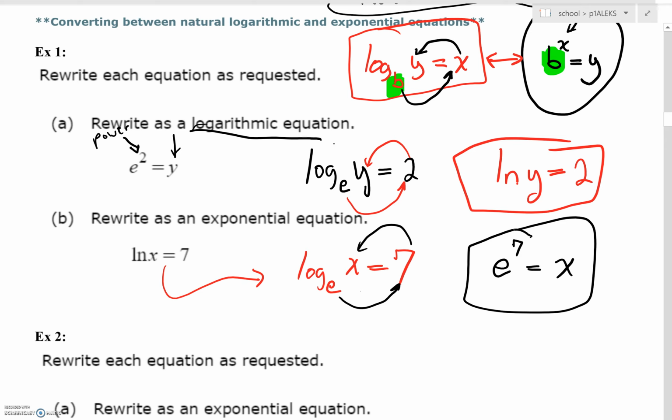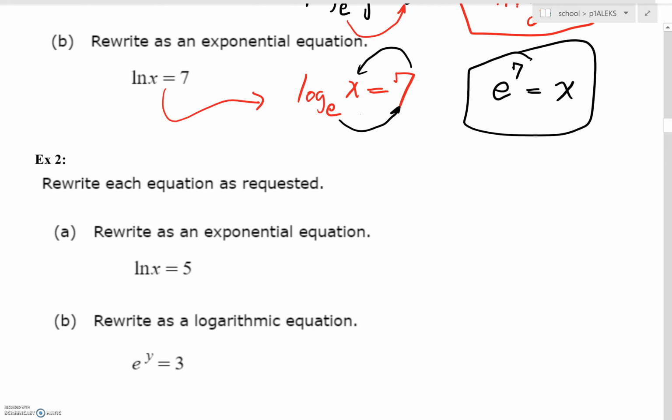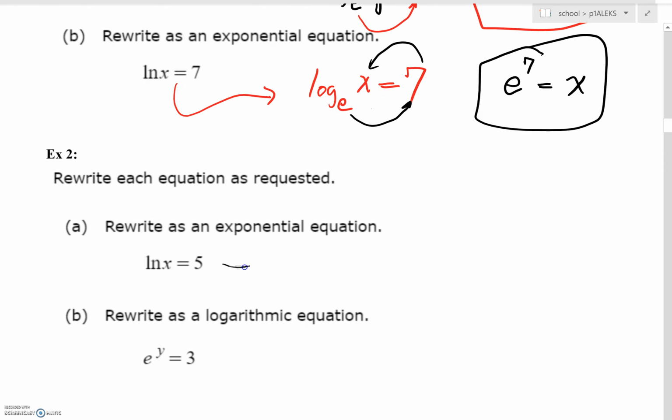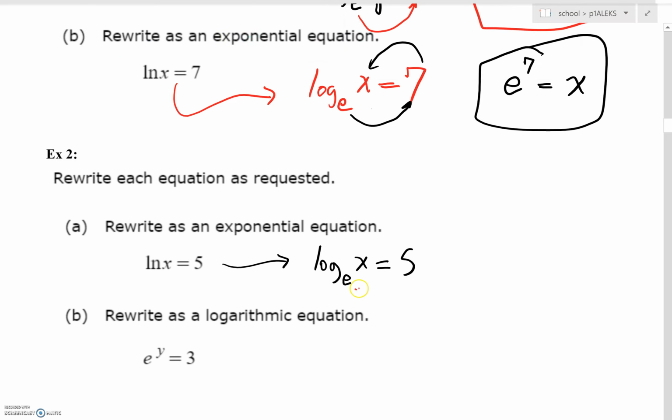That's the exponential equation. You'll have problems in ALEKS where you will more or less do exactly what we're doing here. Here's another problem. ln of x equals 5. Well, we're going to write this as an exponent. This is a base e, log base e of x is equal to 5. And to get to the exponential equation, we're going to make ourselves the log circle. E to the 5 will equal x.